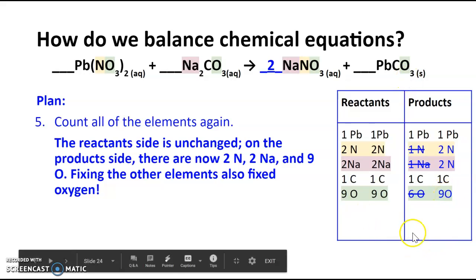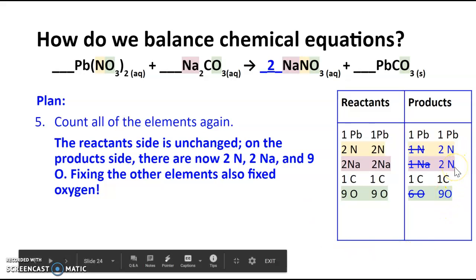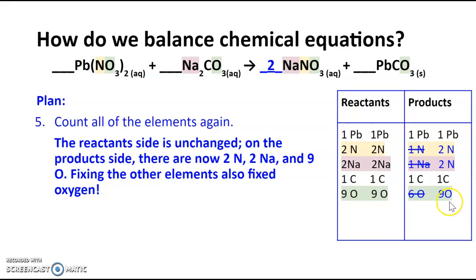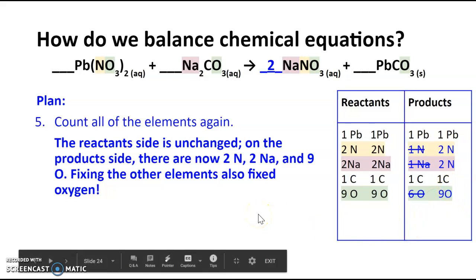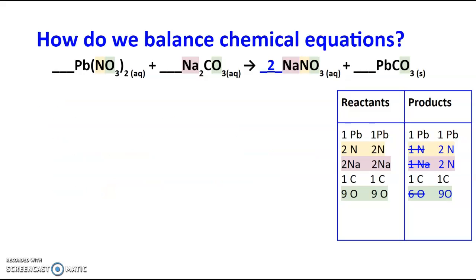Okay, so we updated our counting, and now we're like, hey, 1 lead, 2 nitrogens, 2 sodiums, except that I didn't write an A next to it, so it only says in. Just pretend there's an A next to it. And then 9 oxygens and 1 carbon. So we're like, dude, this looks great. And fixing the other elements, the sodium and the nitrogen, also happened to fix our oxygen, which is pretty slick. So I feel good about that. Yeah. All right. So at that point, you're really done.